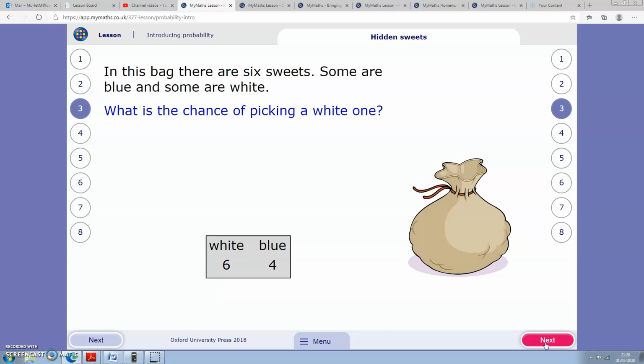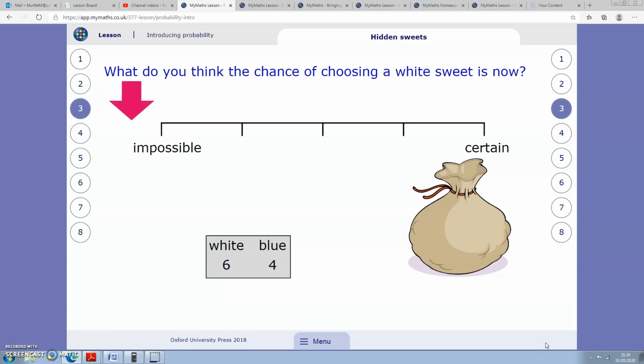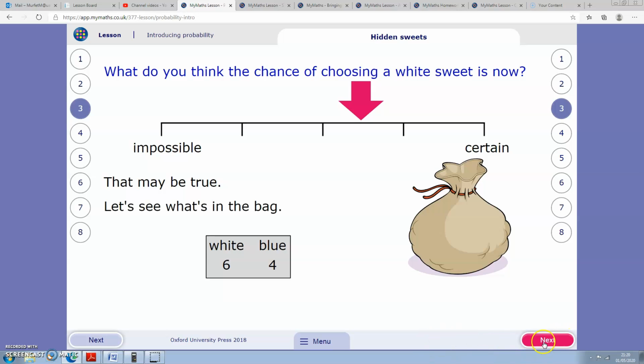So what's the percentage, if you like? What do you think the chance of choosing a white sweet is now? Well, if it was 5-5, it would be in the middle. But there's slightly more white sweets. So I'm going to say that it's slightly more likely to be a white sweet. Okay? So it may be true, but we still can't see. It's a guess. We can't see what's in the bag. So let's see what's in the bag.